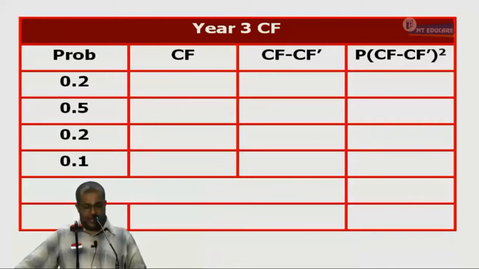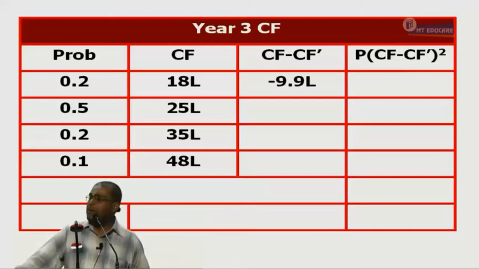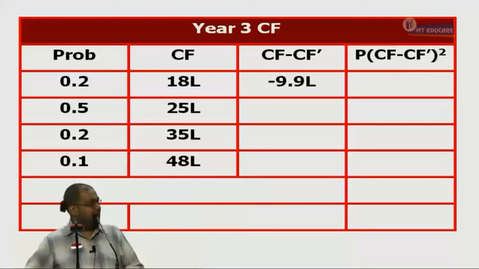What is the cash flow? 18 lakhs, 25 lakhs, 35 lakhs, and then 48 lakhs. Please, all of you tell me, what is the mean cash flow for year 3? 27.9 lakhs. Okay. 18 lakhs minus 27.9 lakhs gives you minus 9.9 lakhs.